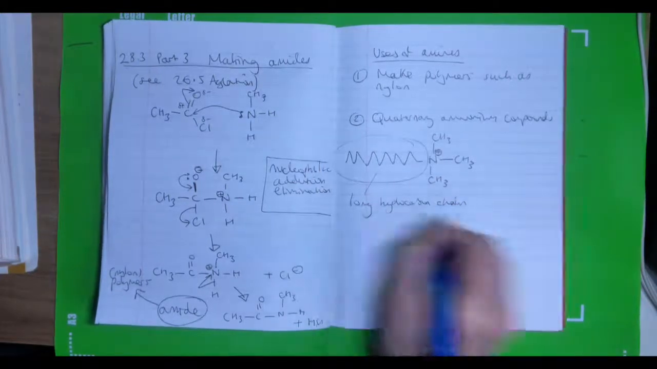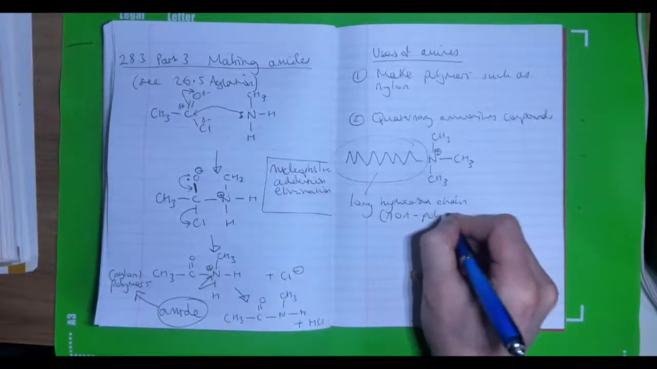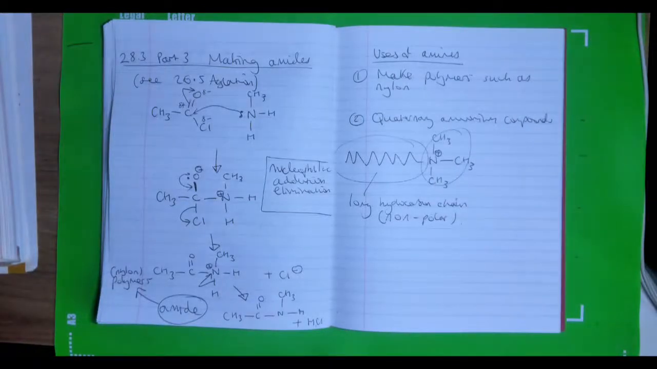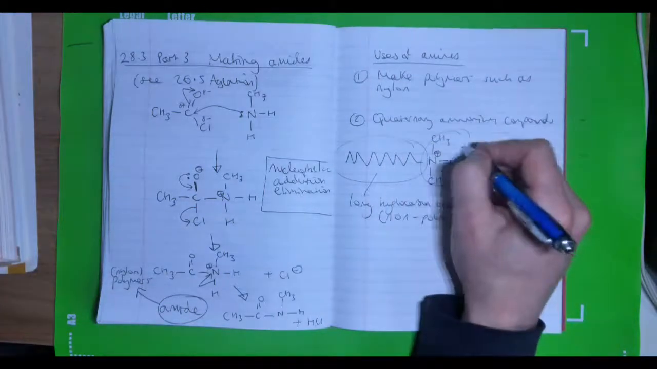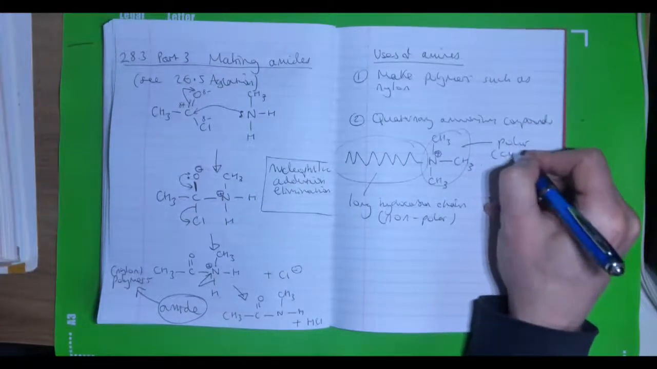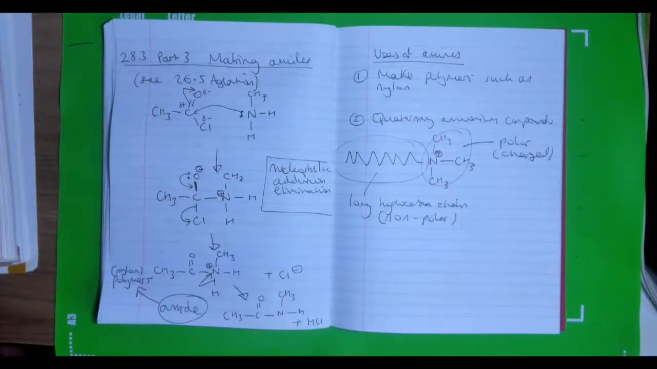For a long hydrocarbon chain, this is your non-polar end. And we have a positively charged bit on the end there, and that is our polar bit because it's charged. And what we can use these for is things like conditioners, for example hair conditioner or fabric conditioners.